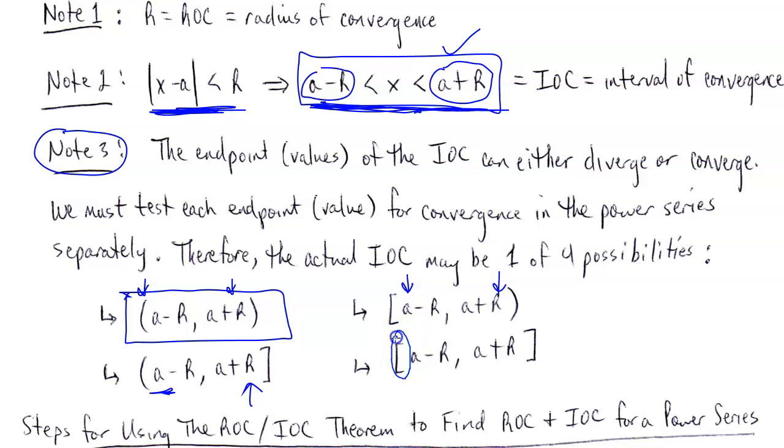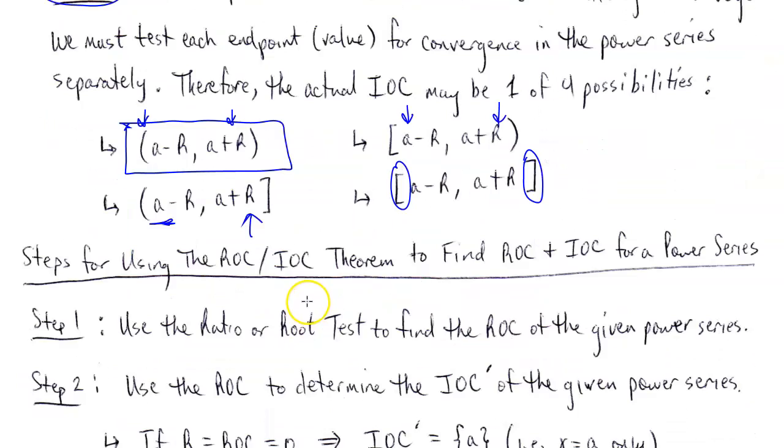And we could also have the case where both a minus r and a plus r, whenever they're plugged in, both produce infinite series that converge. Okay, so the main point here is that after we find our radius of convergence and interval of convergence, we need to use that information to see what the end values of our interval of convergence are and test those to see whether we have convergence at the ends of the interval or not.